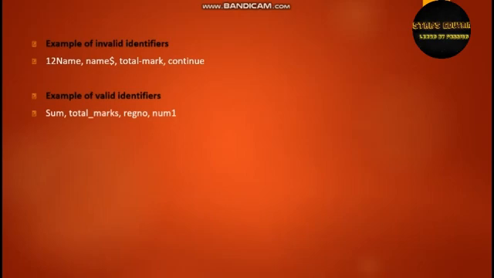An example of a valid identifier is sum. You can also use total_marks. You could use the underscore, but you could not use any other kind of thing, such as commas or, as I told you earlier, at the rate, etc. Reg number can also be used because it is lowercase, and num1 could also be used as per the conditions of identifiers.